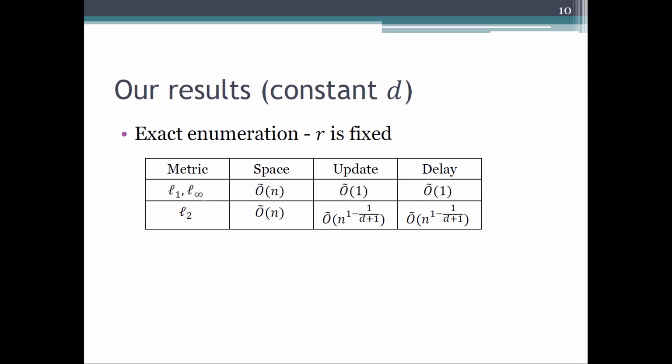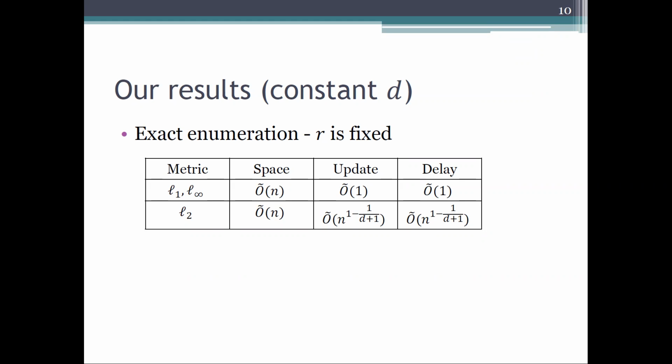Here are our first results when the dimension D is constant. For exact enumeration and when the distance threshold r is known in the pre-processing phase, our results depend on the metric we consider. For the L1 and L infinity, we have a near linear space data structure where both update and delay complexities are near constant. With the tilde notation, we hide log to the d factors of n. Furthermore, the update time is amortized.